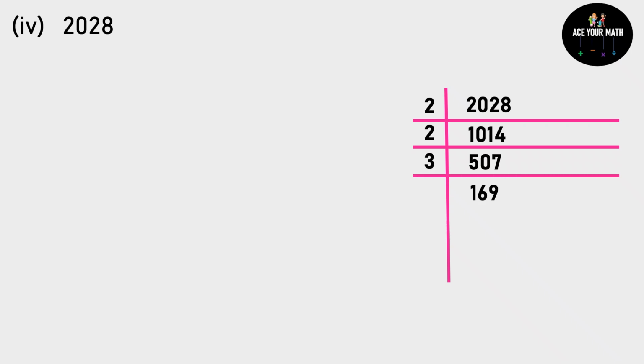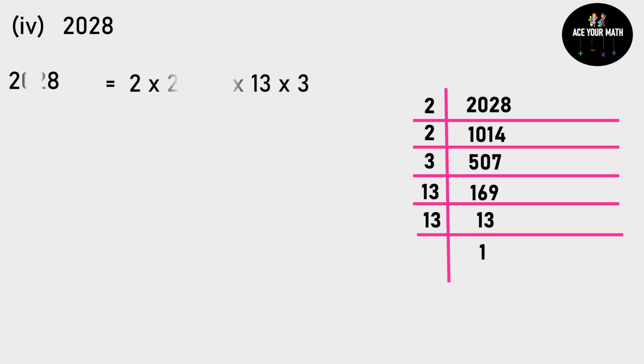You get 169. See, 169 is only divisible by 13. Okay, so divide it by 13. You get 13. And on dividing 13 by 13, you get 1 as the answer. So 2028 can be written as product of all these prime factors. Now the next step is formation of pairs. 2 and 2 has a pair, 13 and 13 forms a pair.